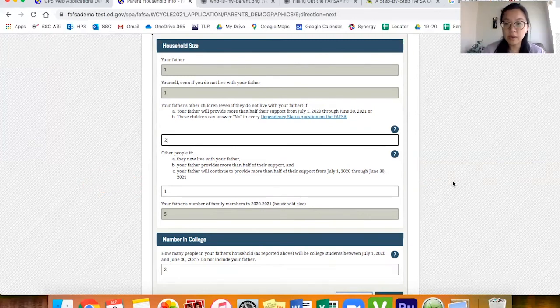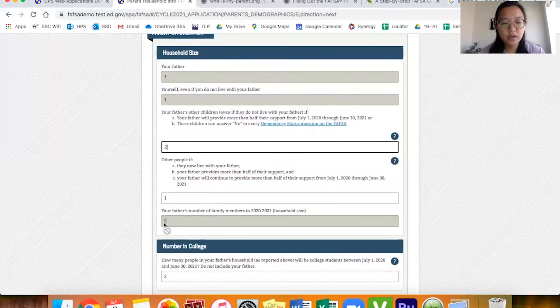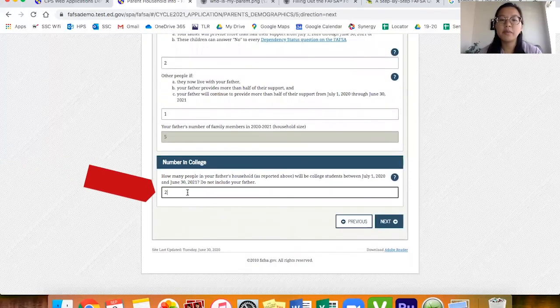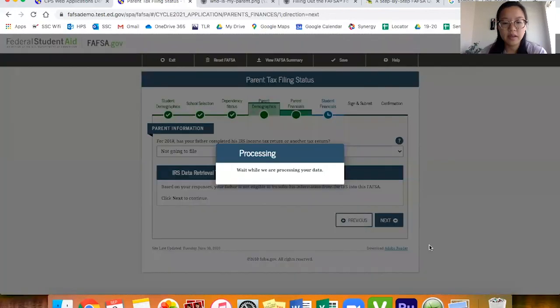In my example, I only have one parent, but if you're filling this out for 2 parents, make sure that grandma, if grandma lives with you, is only being counted on one parent's information and not both. And then down here in the grayed out section, you see that they've added up all the people and the number of people in college next year. So that obviously includes myself, and then that includes the older sibling that I just talked about. So that'll be 2. Hit next.